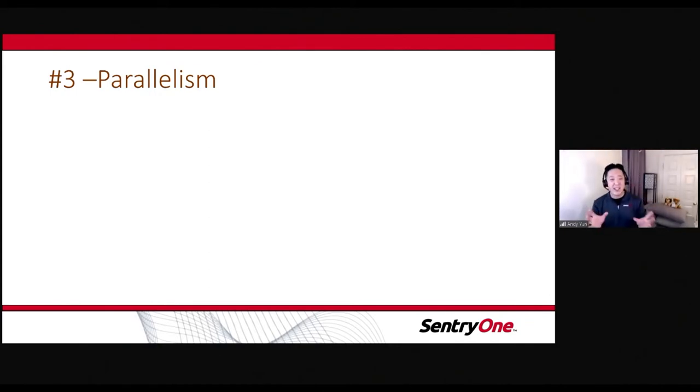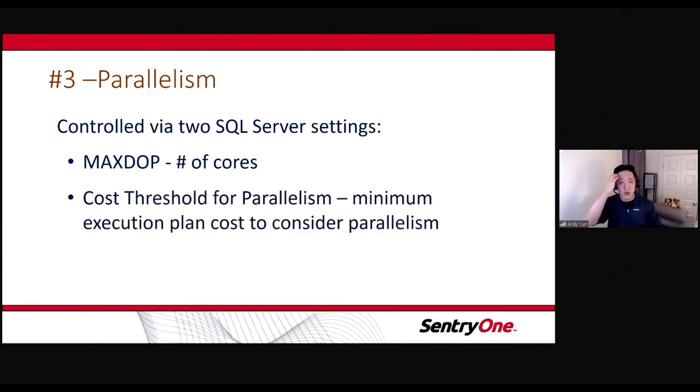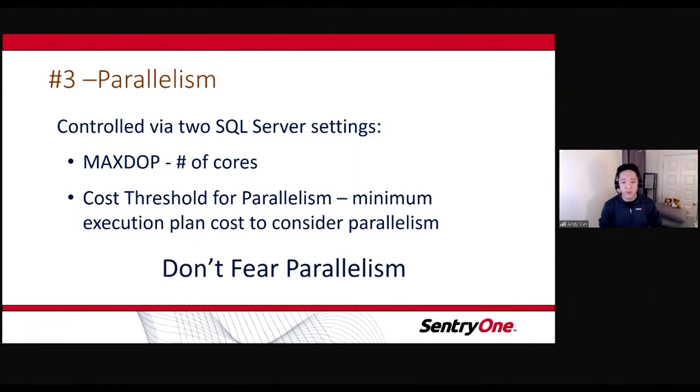All right. Next chapter, parallelism. Parallelism inside SQL Server is controlled via two different settings. One is max DOP, or maximum degrees of parallelism, which controls the number of cores that are utilized during query execution. And the other one is cost threshold for parallelism, which is the minimum execution plan cost before we consider parallelism. So again, think of these as the two little knobs for controlling parallelism.